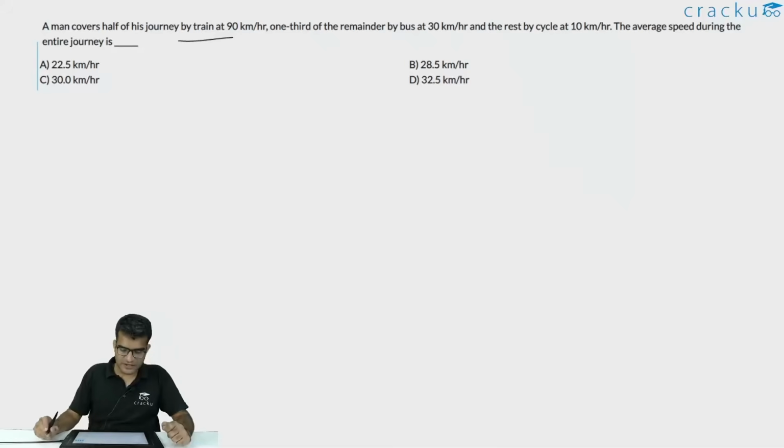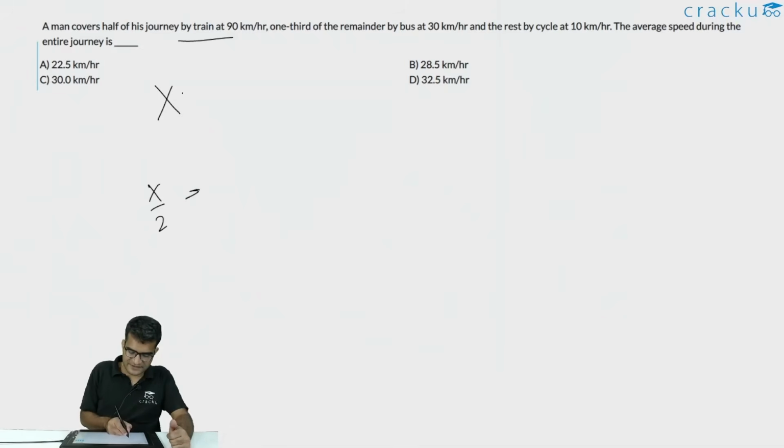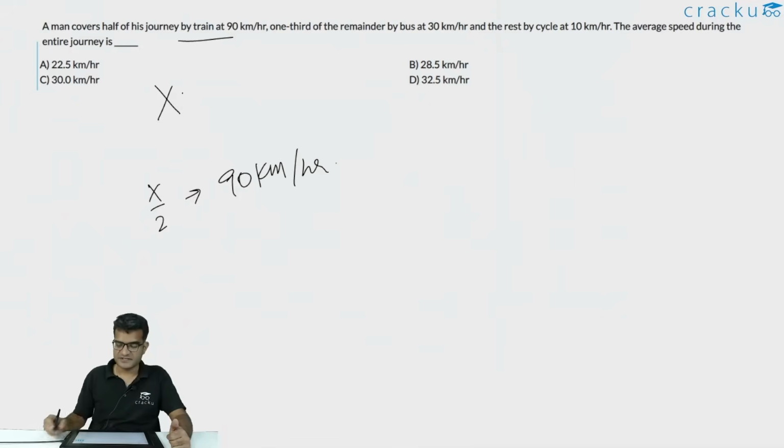In this question, we are told that a man covers half of the journey by train at 90 km per hour. Let us assume that the total distance he travels is x. So x by 2, he travels at 90 km per hour. So what is the remaining amount of distance that he has to travel? Another half, which is x by 2, is remaining.